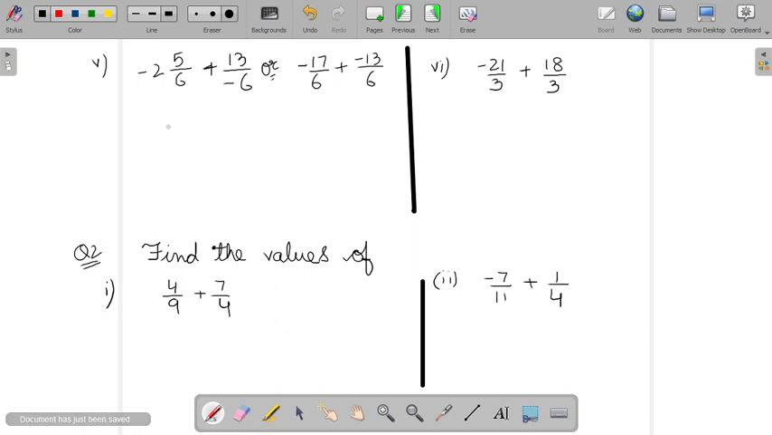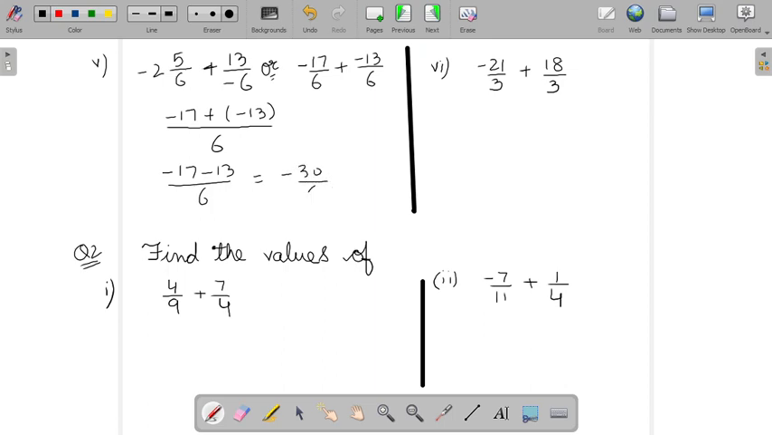Now the same procedure you will follow. Take its LCM, नीचे से divide, ऊपर से multiply. So it would be getting this. Now this is plus multiply minus, plus into minus, that would be minus. So open the bracket, minus 13 upon 6. Now solve it further. So it would be minus 30 upon 6, minus 17 minus 13. So it would be minus 30.